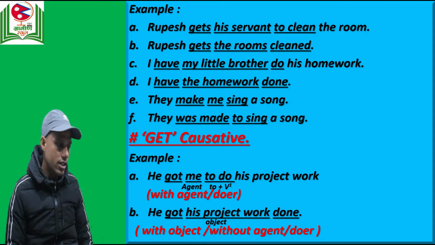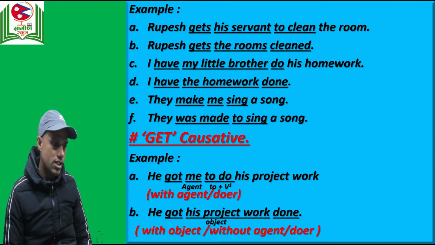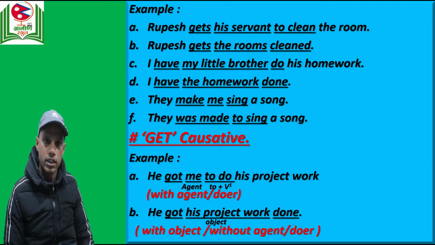But in the second sentence we have no agent or doer after the verb get. So we have used past participle form of verb after the object. You can see here, for example, Rupesh gets the rooms cleaned. In the first sentence there is an agent or the doer, but in the second sentence we have no agent and there is an object in the place of agent. That's why we have used past participle form of verb. This is the main thing you have to notice in get causative.